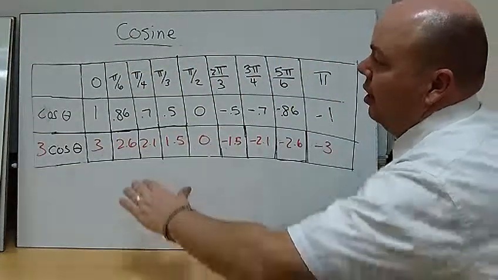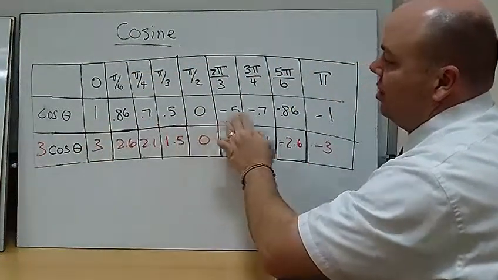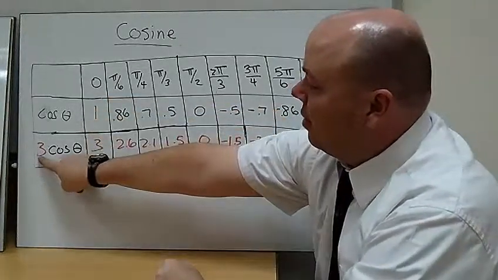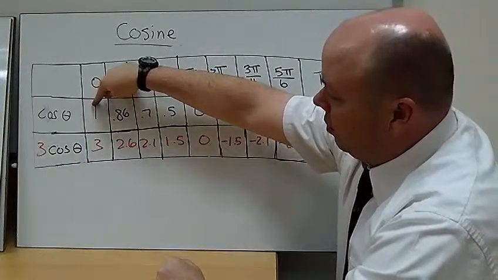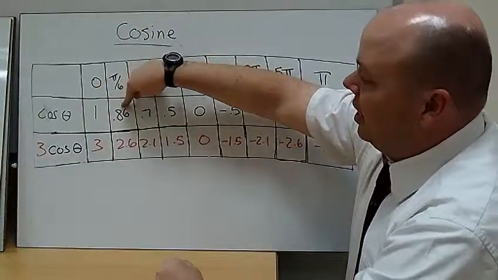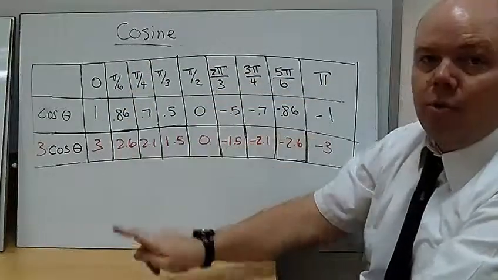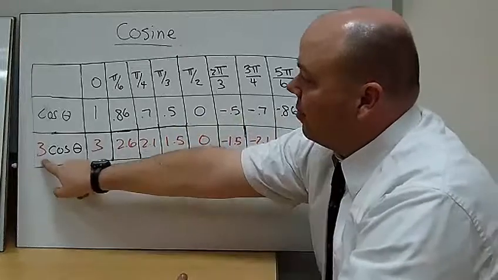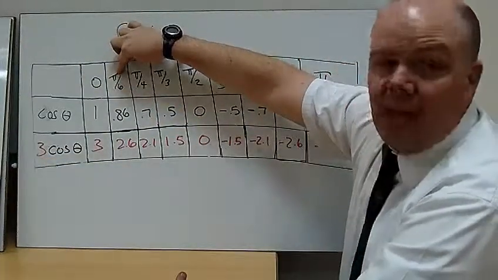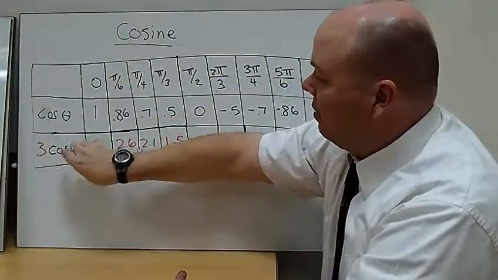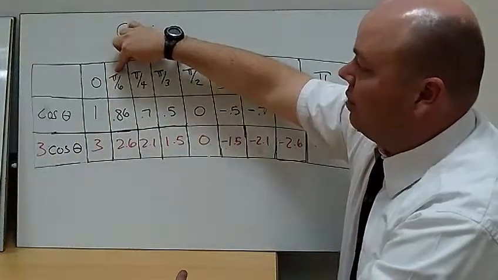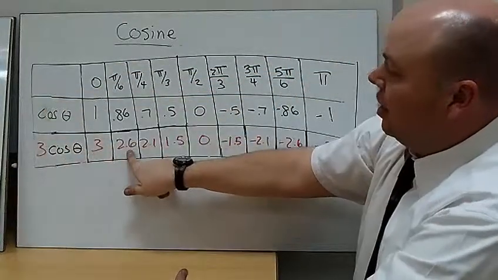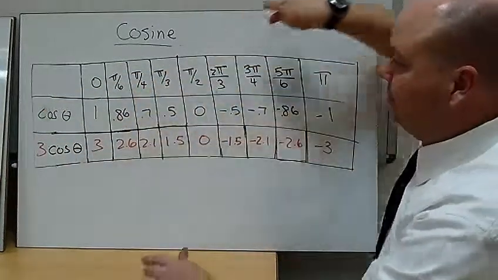For the cosine, again, I've used decimal numbers for these just to help me graph. For the cosine, I'm going to multiply by 3. So 3 times 1 is 3. 0.86 times 3 is about 2.6, and so on. I've just multiplied each of these numbers by 3. So I've taken the cosine of the angle and multiplied that value. Cosine of pi over 6 is 0.86. Multiply that value times 3, it gives me a new value for the same angle.